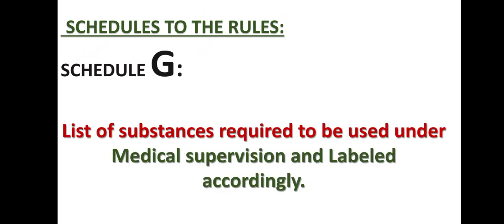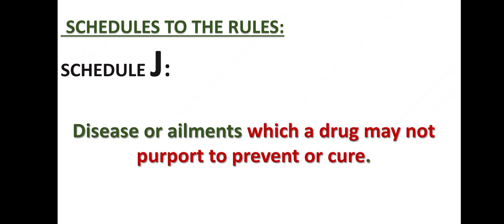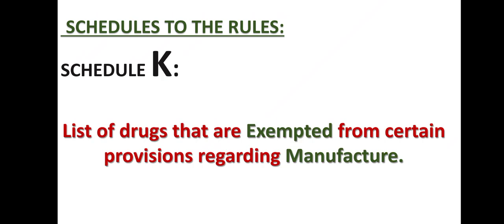Schedule G deals with the list of substances required to be used under medical supervision and labeled accordingly. Next, Schedule H deals with the list of prescription drugs. Schedule J deals with the diseases or ailments which a drug may not purport to prevent or cure. Schedule K deals with the list of drugs that are exempted from certain provisions regarding manufacture.